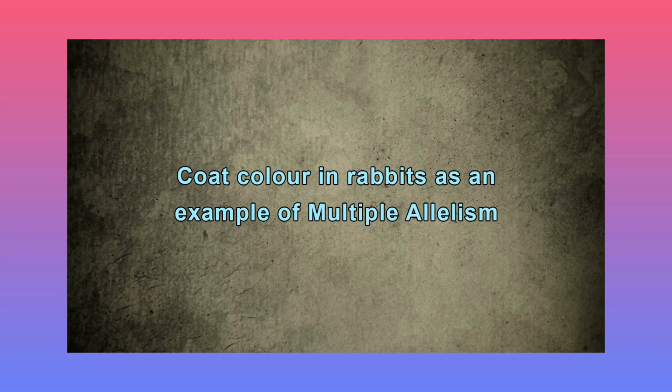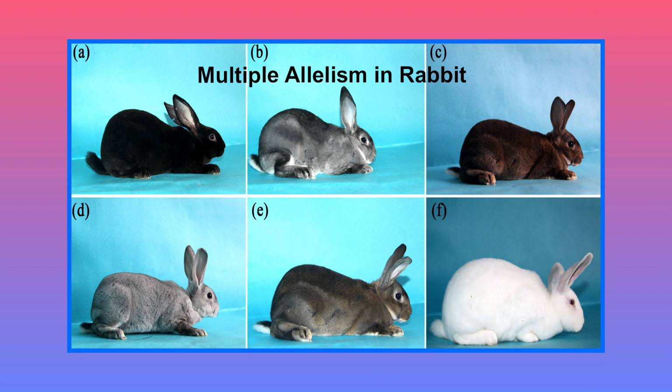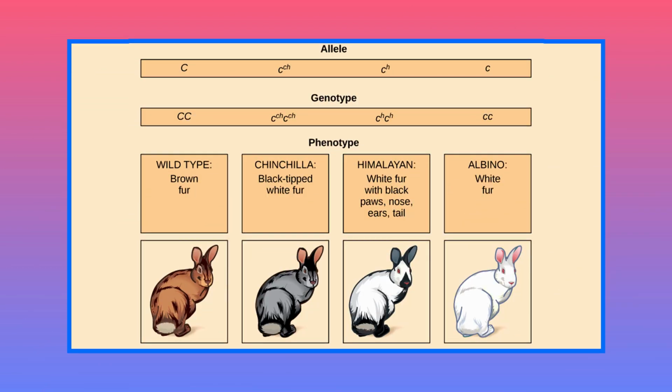Dear students, let us discuss coat color in rabbits as an example of multiple allelism. Another classical example of a gene with multiple alleles is the one that controls coat color in rabbits. The color determining gene, denoted by the lowercase letter c, has 4 alleles, 3 of which are distinguished by a superscript: c albino, ch Himalayan, cch chinchilla, and c plus, the wild type allele. In homozygous condition, each allele has a characteristic effect on the coat color.